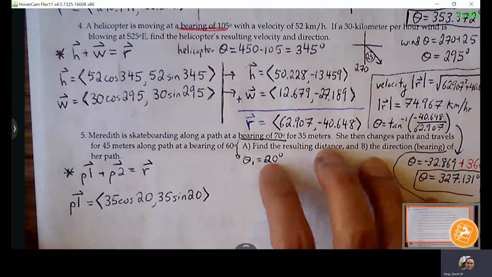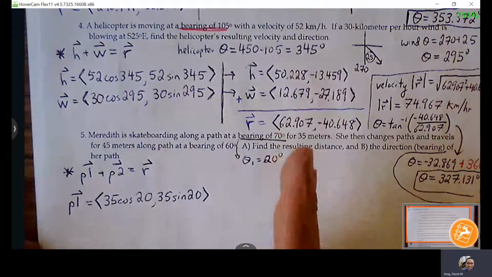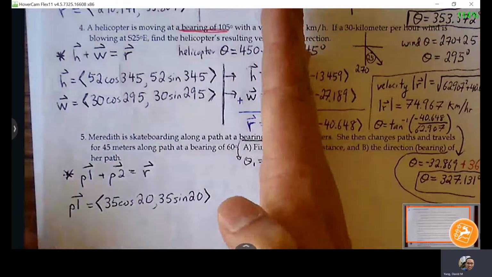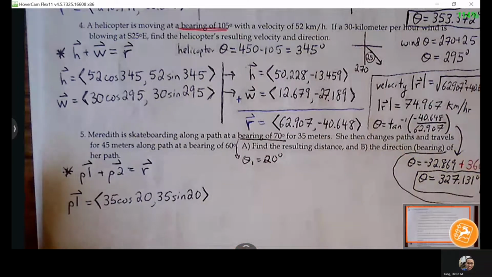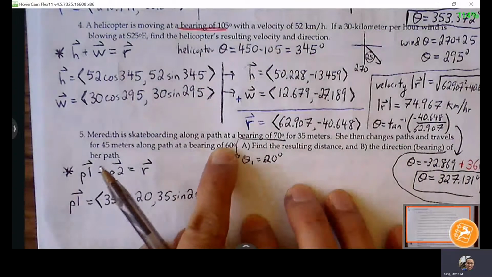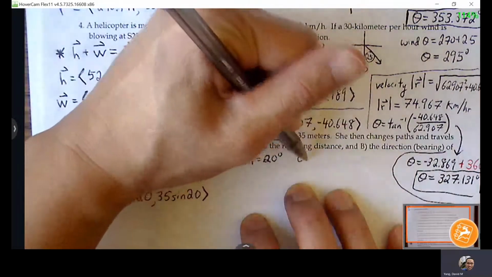Changes path, travels 45 meters at a bearing of 60 degrees. You can do anything with bearing. If it's a small enough number, you can just say 90 minus 60 is 30. Or you can do subtracting from 450 and then keep subtracting 360 and you'll get the same thing. So theta 2.